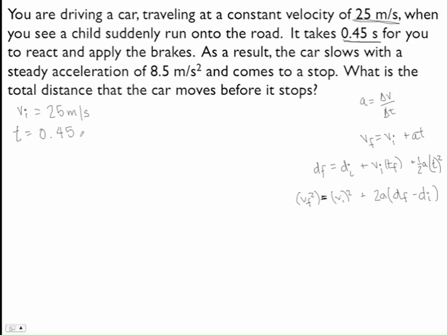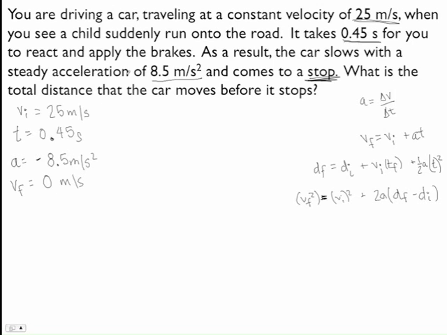0.45 seconds. Okay, so about 3/4 of a second. As a result, the car slows with a steady acceleration of 8.5 meters per second squared. Okay, so your acceleration, you are slowing down, so that's going to be a negative. And then you come to a stop. When you are at a stop, you are going a velocity of 0. So your final velocity is 0 meters per second.